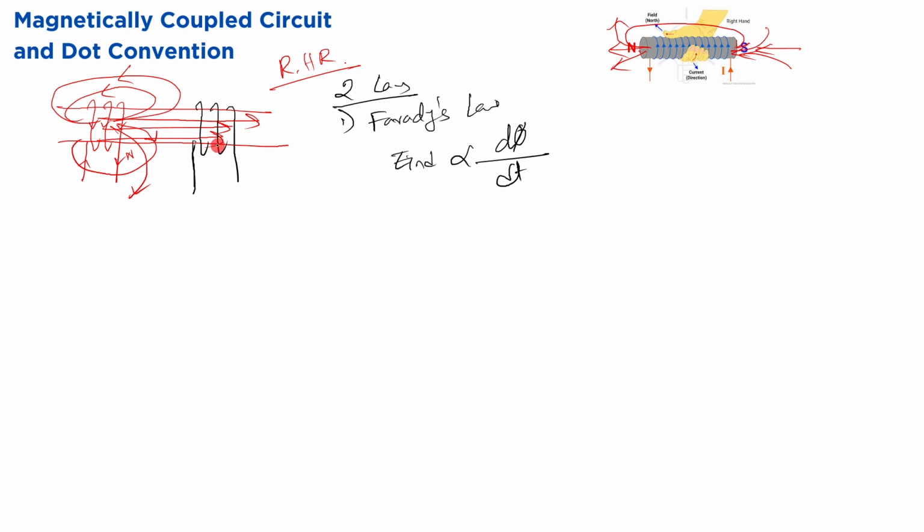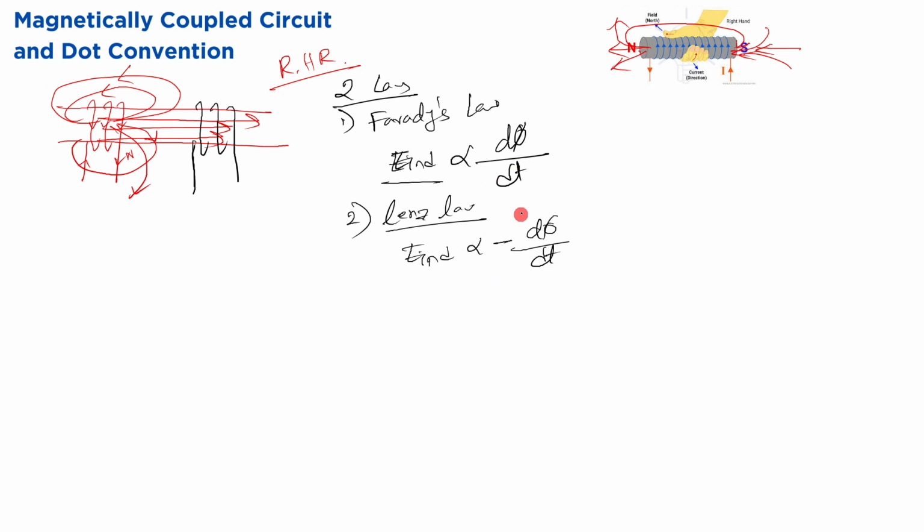So due to the flux, there will be an induced EMF, and the value of the induced EMF will be proportional to the rate of the change of the flux. But there is another law, that is Lenz's law, which says the induced EMF will be directly opposite to the rate of the change of the flux. That means if the rate of the change of the flux is increasing, the induced EMF will decrease. Or if the rate of the change of the flux is decreasing, the induced EMF will increase.